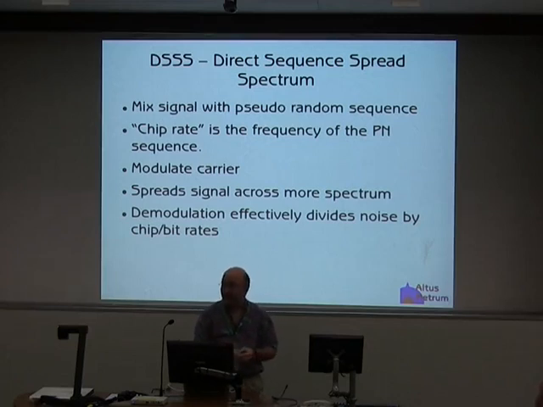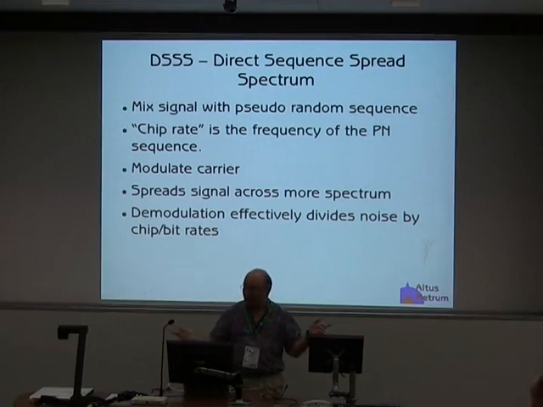The demodulation effectively divides the noise by the chip to bit rates. So your process gain turns into this chipping rate, which is the speed of your pseudo-random number, divided by the bit rate of the original signal. So if you have a chip rate of a megahertz and a bit rate of 100 kilohertz, you're getting a process gain of 10, which is pretty awesome.